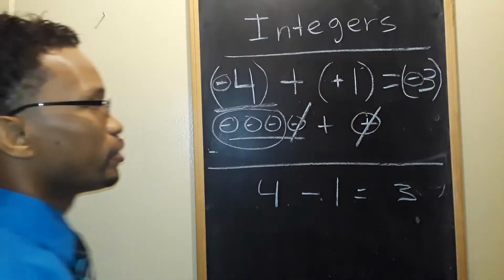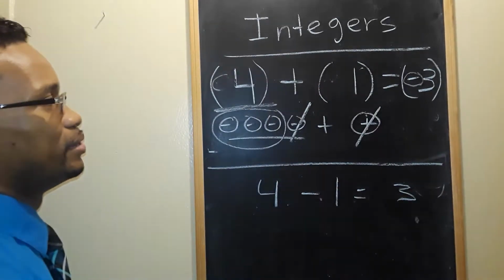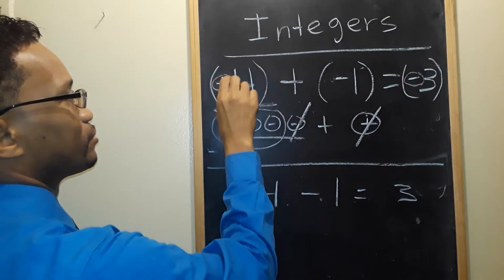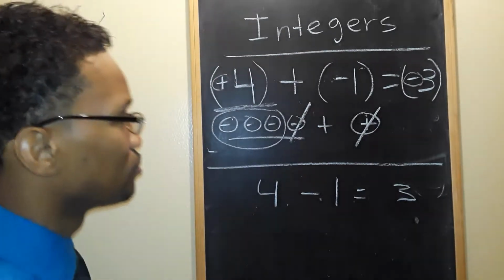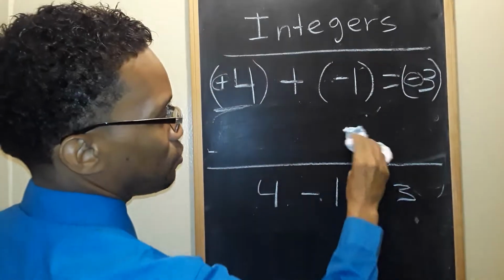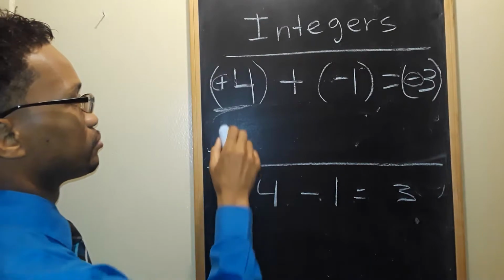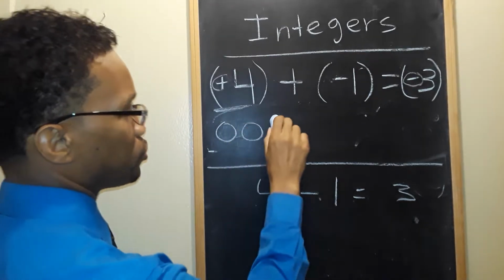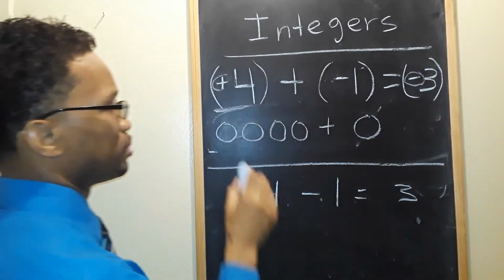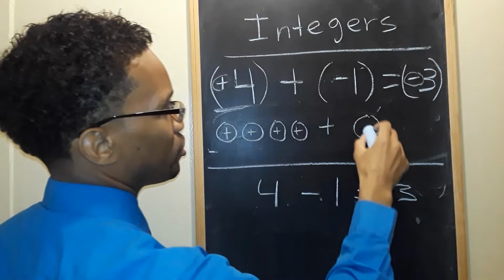What happens if it's reversed? What happens if the 1 was negative and the 4 was positive? Would it make a difference? Oh yeah, it'll make a difference. We're going to see why. Let's first draw out the circles again. So I'm going to draw 4 circles one more time, and another circle here. But these 4 circles will be positive, and this circle now will be negative.